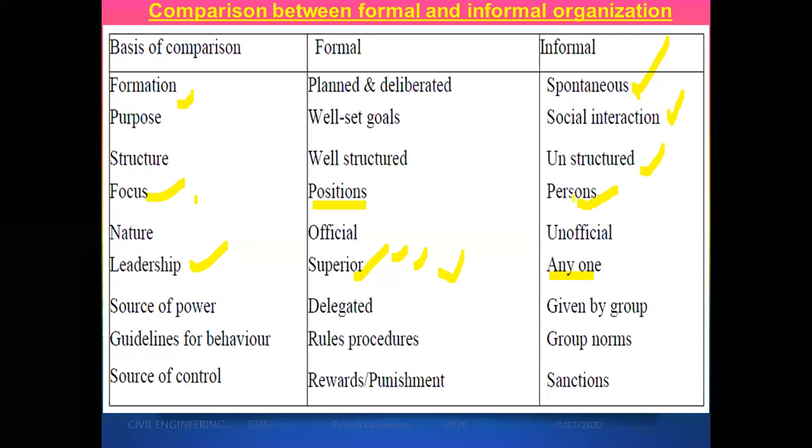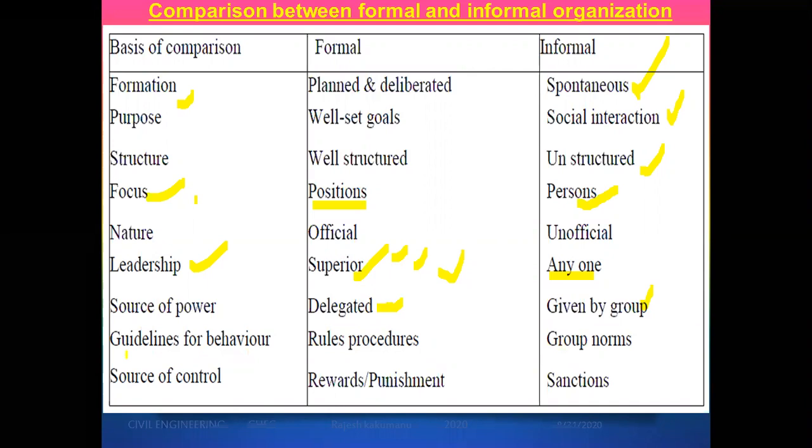Next, source of power. In the source of power you can see delegated, given by group. Here the power is given by the group itself. Internally we can discuss and decide whom to elect, whereas in the formal type the delegation should be in a processed way. Next, guidelines for behavior: rules and procedures, here group norms.